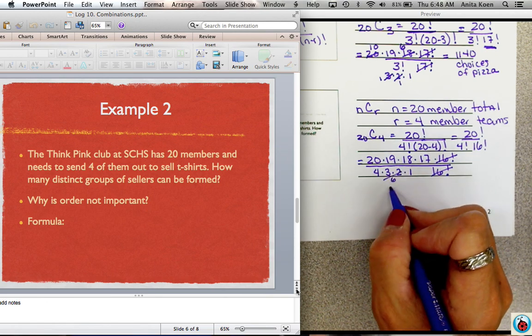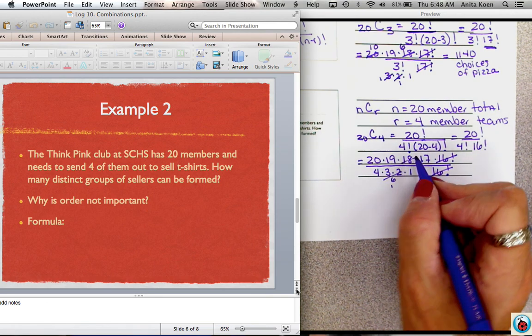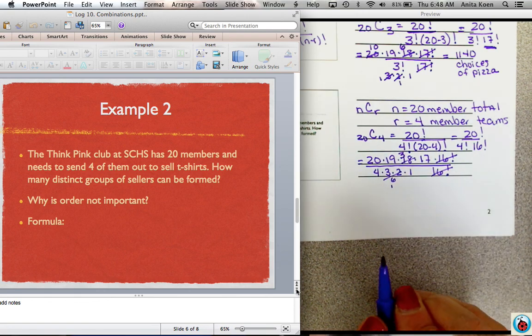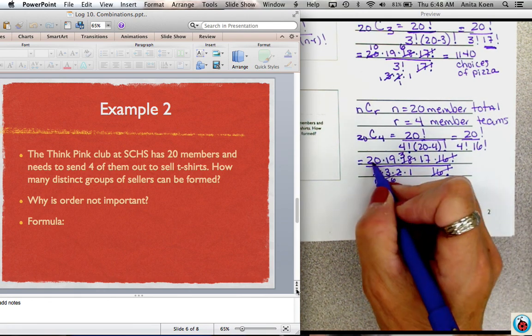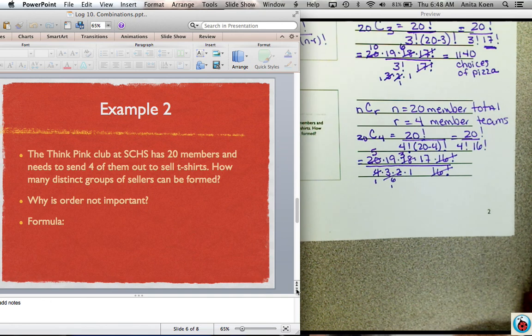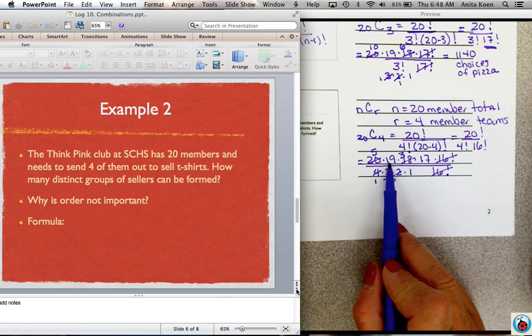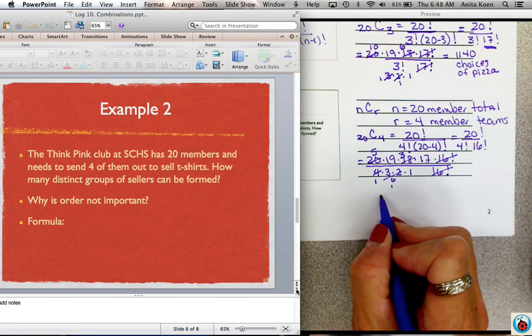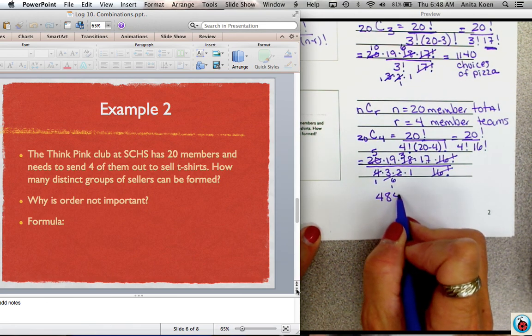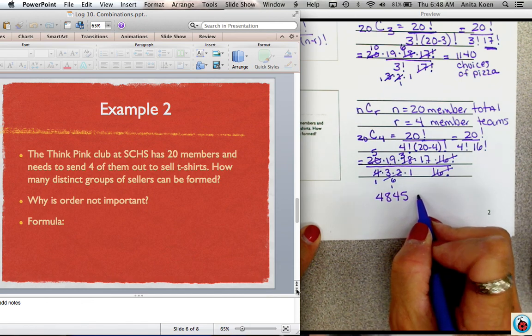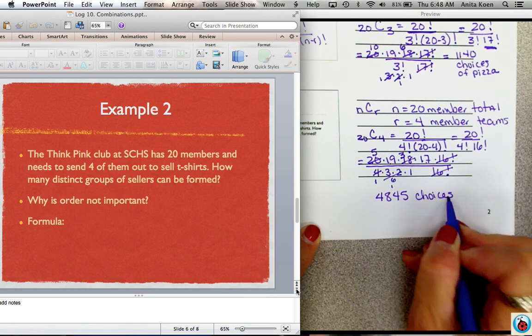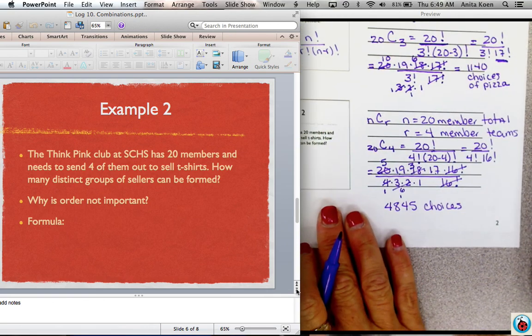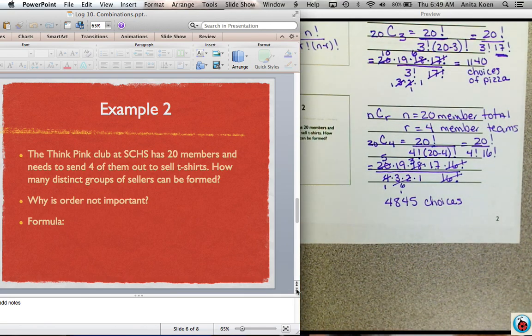And 6 goes into 6 one time. And 6 goes into 18 3 times. And 4 goes into 4 once, and 4 goes into 20 5 times. So now I'm going to multiply 5 times 19 times 3 times 17. Be very careful that you don't miss any of these numbers. And when I multiply that, I get 4,845 choices of 4 teams. Oh, sorry. Grabbed that paper and slipped it.